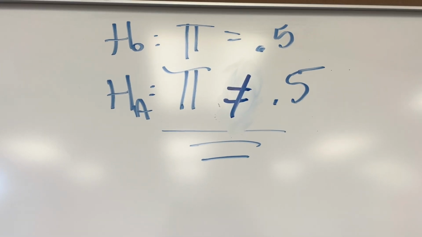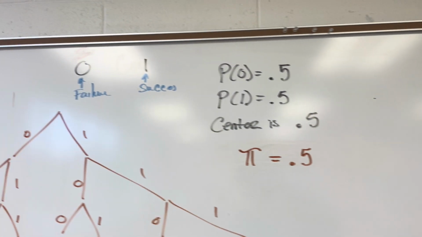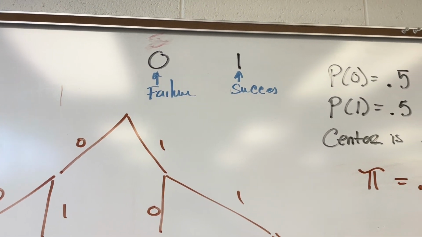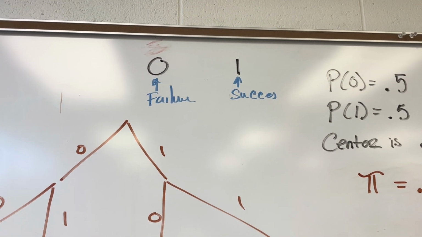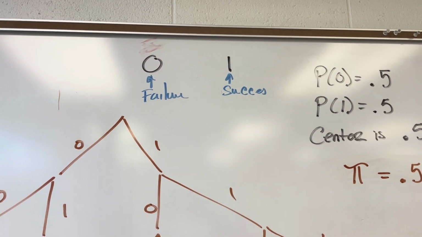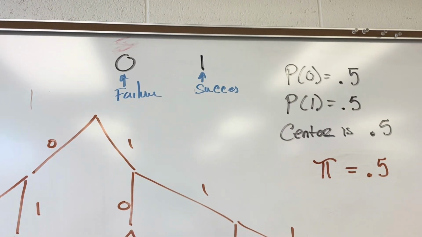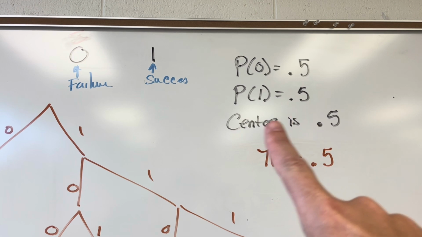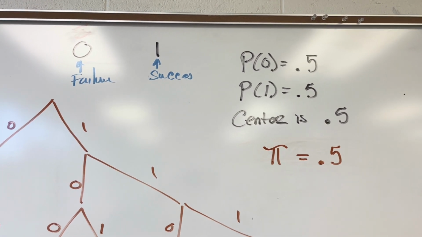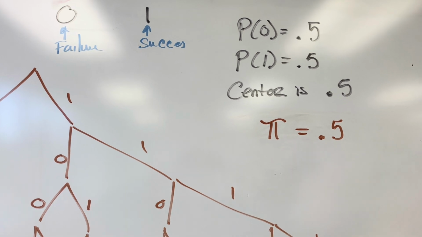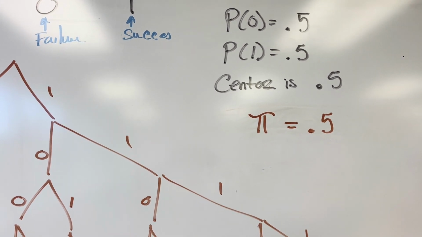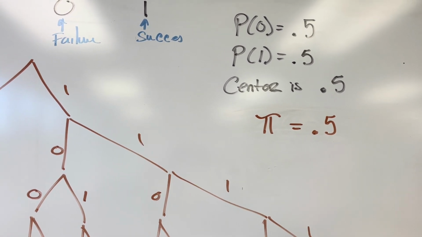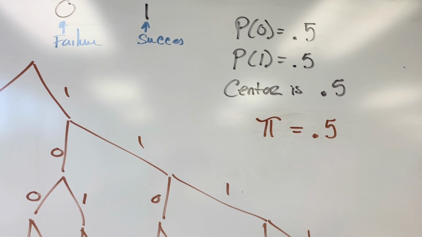So the first thing that we're going to do is generate every possible sample of size 5. So our n is going to be 5. And I did this to try and give you an idea what a total sampling distribution would look like. So we're going to talk about zeros as being our failures and 1 being our successes. So the probability of a 0 is 0.5, the probability of a 1 is 0.5. So our center is going to be 0.5. And we are testing the null hypothesis that pi is equal to 0.5, and the alternative hypothesis is that it's not equal to 0.5. So again, two-tailed test, and we'll end up splitting our p-value.